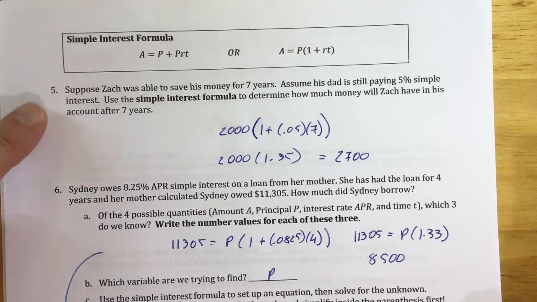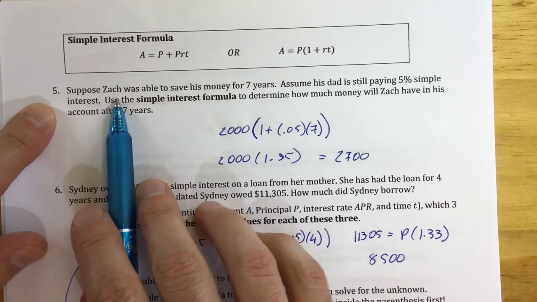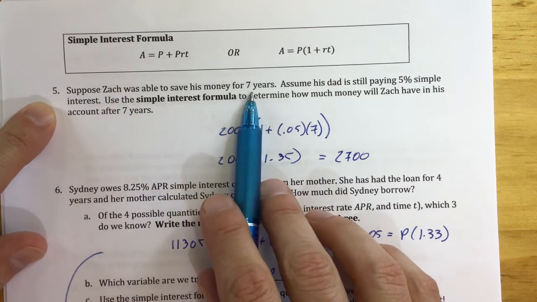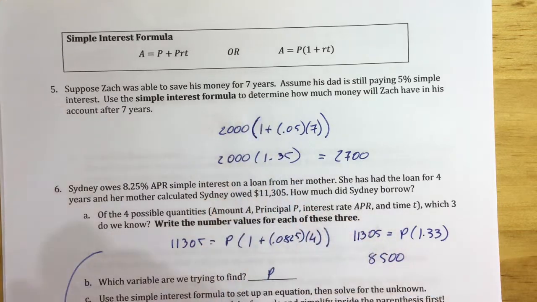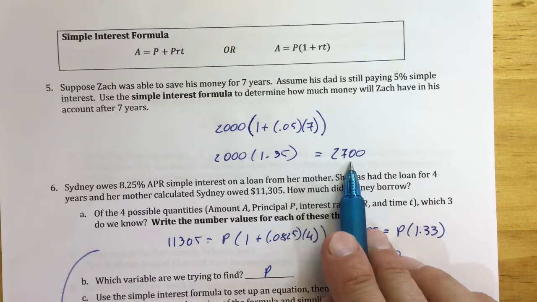All right, let's see here. Number 5, we go back to Zach. What if he saves for 7 years? You should imagine that you'd be adding on $700, right? So there's the 2,000 and then the extra 700, $100 for every year.